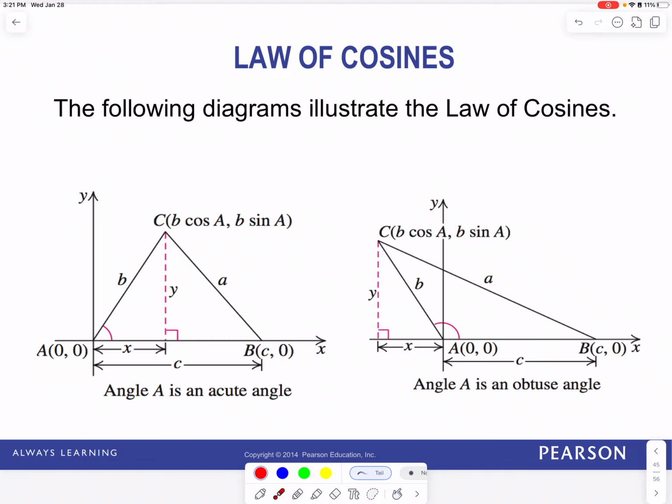And then our y coordinate would be what? B times the sine of A, similar to how we found x. This is when our angle A is acute. If our angle A is obtuse, we still have our x versus our y. Cosine of A is adjacent over hypotenuse.